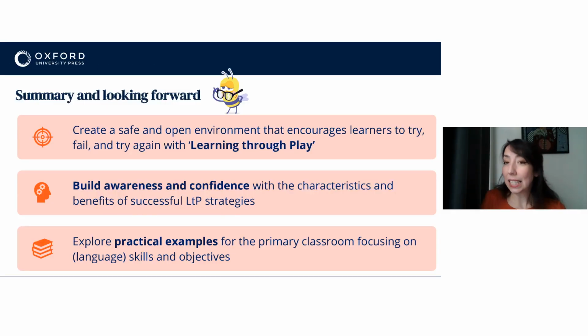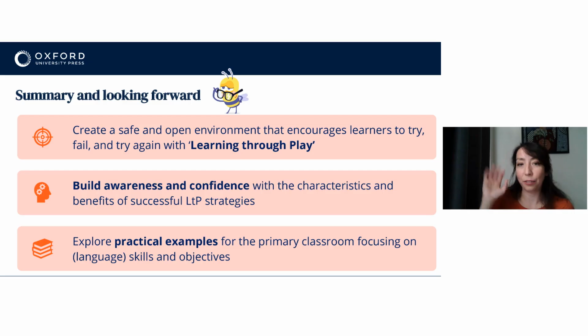So, in summary, try to create a safe and open environment to encourage your learners to try, fail, try again. So this is the essence of learning through play. We try and we learn from our mistakes. So it is okay to make mistakes or to fail, but we can try again. And with games, by playing games in the classroom, we build awareness and confidence with the characteristics and benefits of successful learning through play strategies.